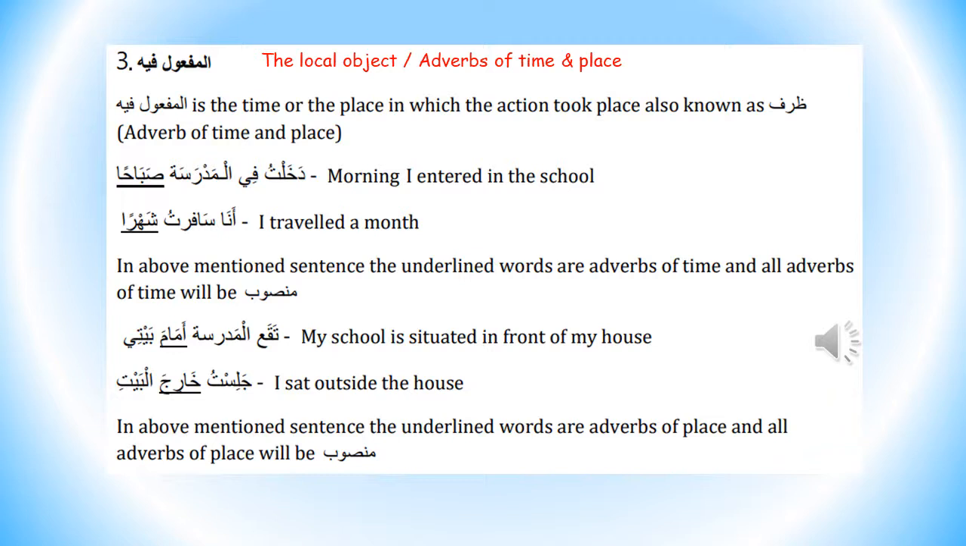The second example, jalastu kharij al bayt. Jalastu, I sat. Kharija means outside. Kharij al bayt means outside the house. So in these two examples, amama and kharija are adverbs of place. In the above mentioned sentences, the underlined words are adverbs of place and all adverbs of place will be mansoob.